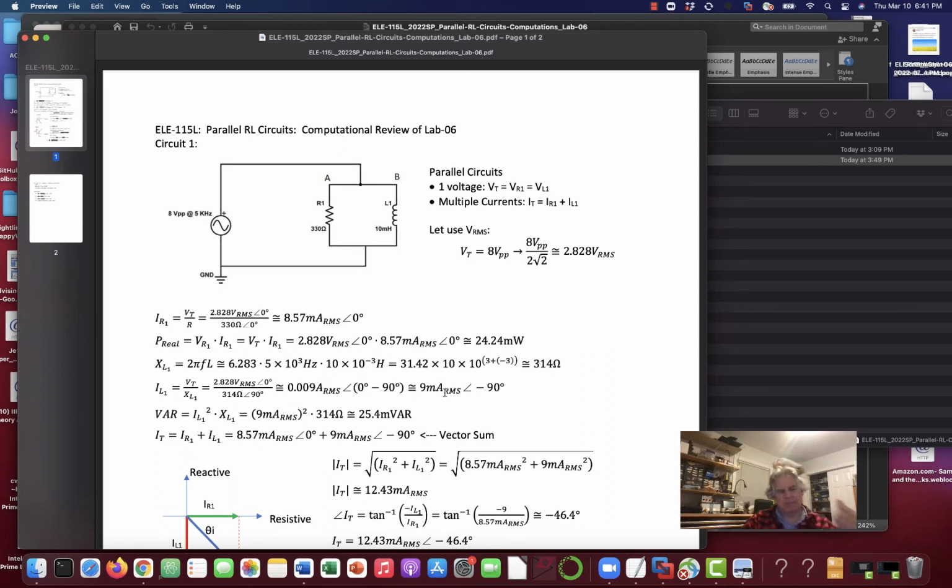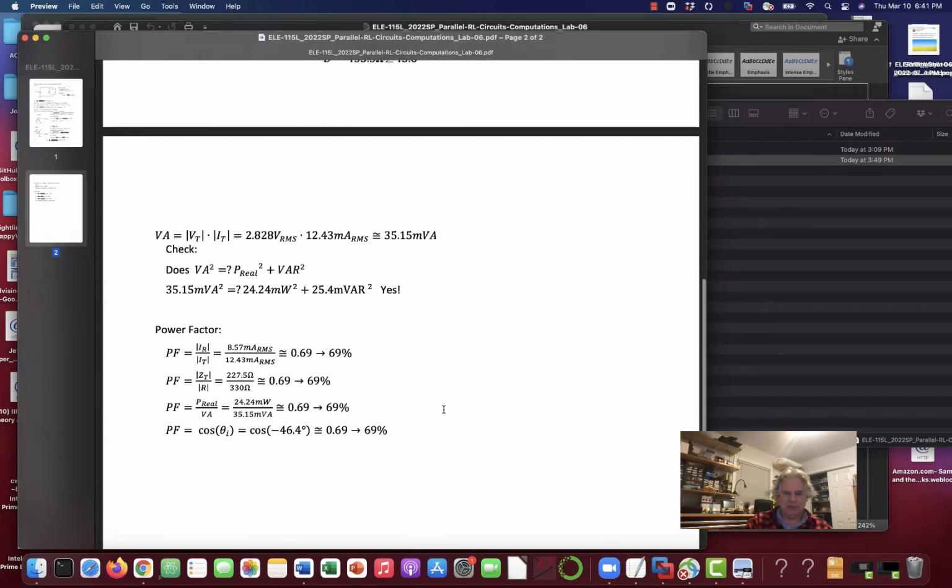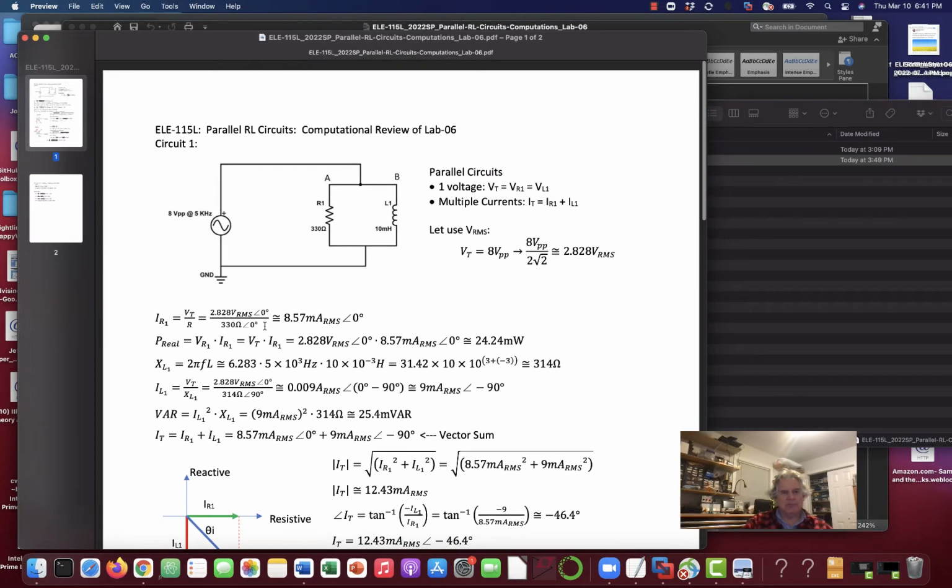Okay, ELE 115L. We're on lab 6, which has a parallel RL circuit. And I'm just going to do the computational background so that you can compare with what you measure. We have 8 volts peak to peak at 5 kilohertz for our source.